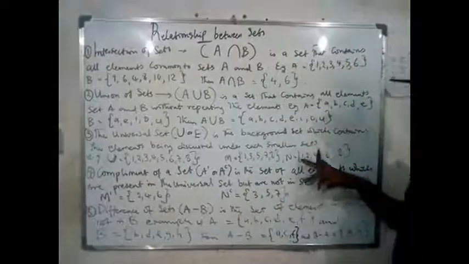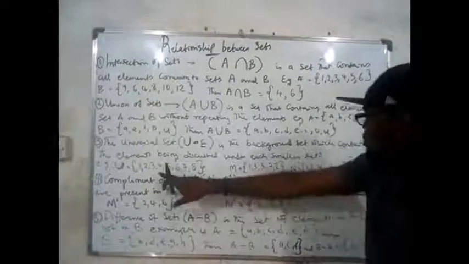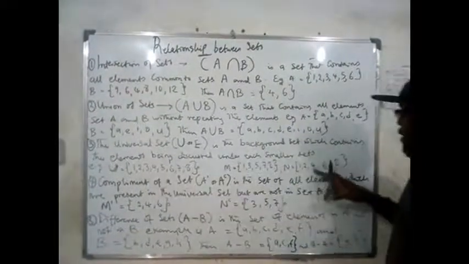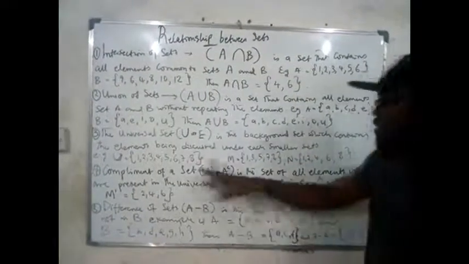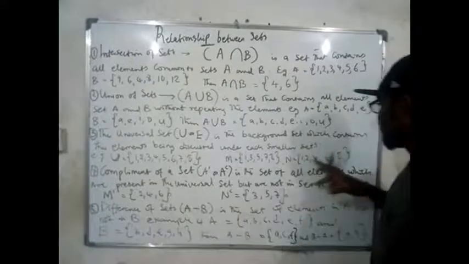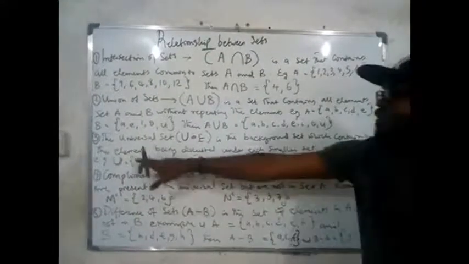So those elements that you don't have in M, but you have them in the universal set, they are the complements of M. The same thing, what are the complements of N? Those elements that are not in N, but they are in the universal set. Like here, 1 is here, so 1 is not. There is 3 here, but there is no 3 here, so you write. There is 5 here, but there is no 5 here, you write. There is 7 here, but there is no 7 here, you write. So complements of N are those elements that are in the universal set U, but are not in N.